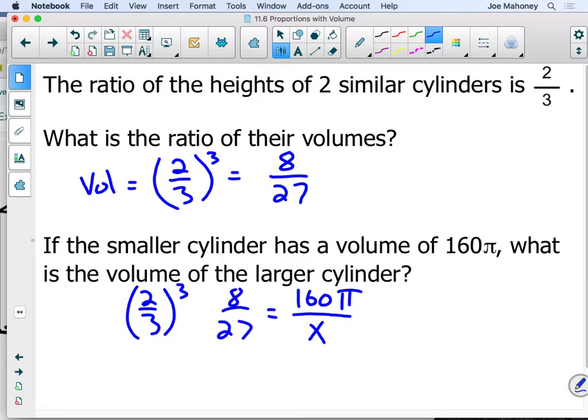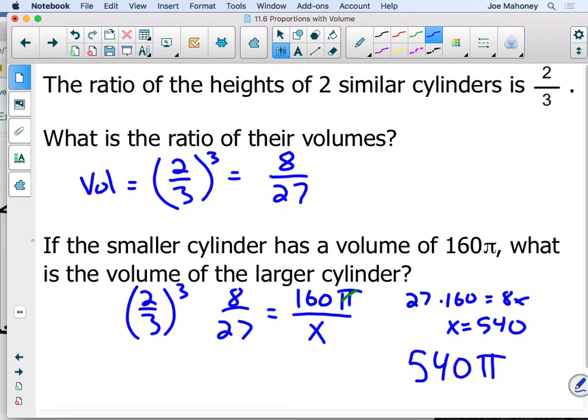The smaller cylinder has a volume of 160 pi, and we want to know the volume of the larger cylinder. All right, let me give you a little hint about solving this equation. I'm going to pretend that the pi isn't here for a second, because then I can solve and express my answer in terms of pi by putting it back in. So if I do 27 times 160 equals 8x, when I solve that, I get x equals 540. So my volume, then I got to put the pi back in. So my volume is going to be 540 pi. Pi is that constant. We can just cancel it out or hold it off before we put it back in.